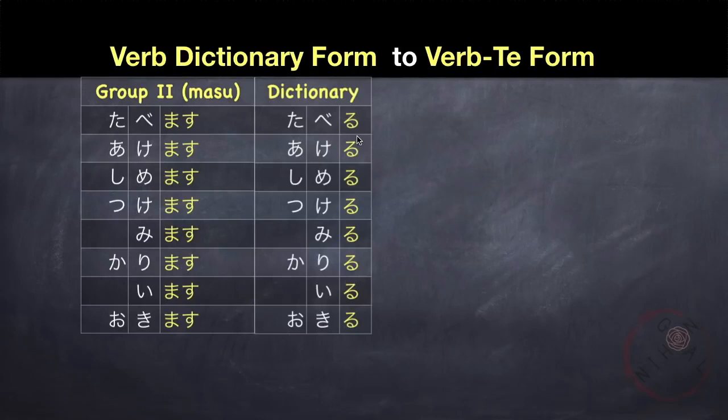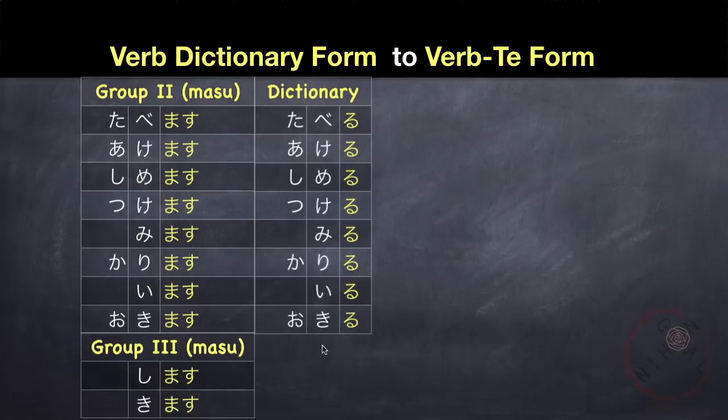So everything ends in ru. Taberu, akeru, shimeru, tsukeru, miru, kariru, iru, okiru. This is also why some of the verbs where the syllable before masu is in the E line belong to group 2 instead of group 1. Because if you look at the dictionary form, they all end in ru. That's why they're part of the second group.